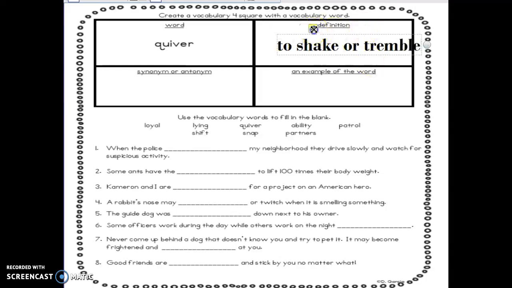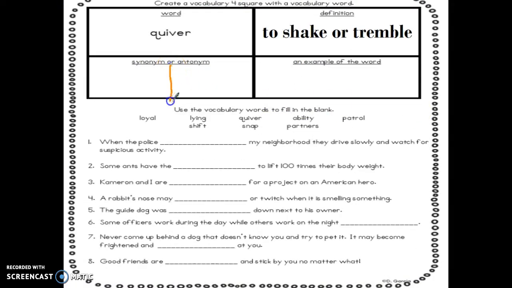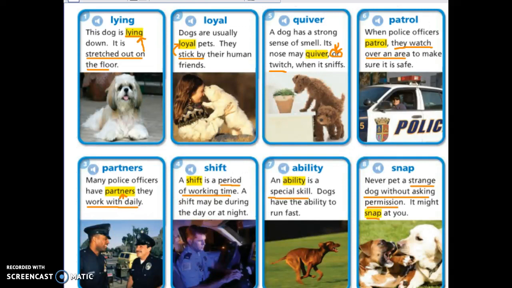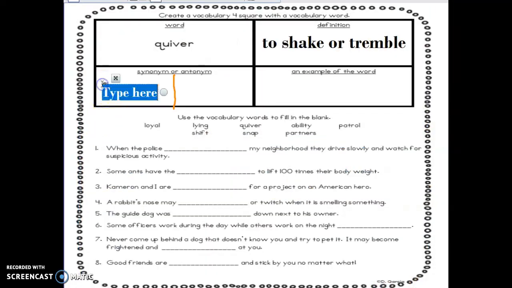Okay, a synonym or antonym, or if you really want to impress your teacher, do both. Okay, just draw a line right down the middle. A synonym for quiver. Okay, if quiver means to shake or tremble, think back to our words in context. Okay, it said that the dog's nose may quiver or twitch. So twitch would be a synonym. Okay, or shake or tremble. Those all are words that have the same meaning. Remember, synonyms are words with the same meaning. Antonyms are words with the opposite.